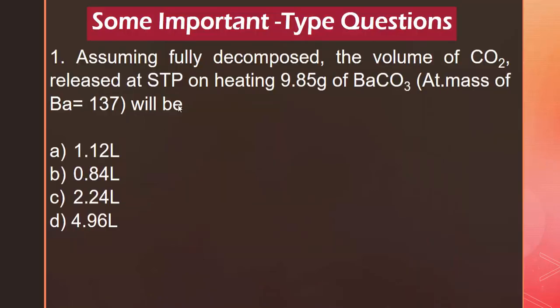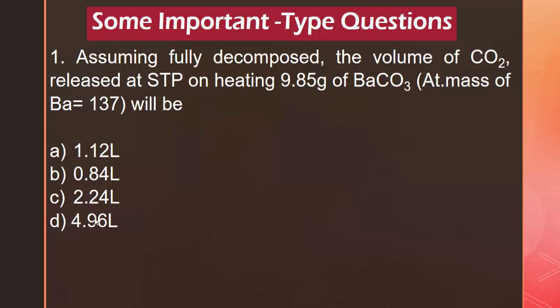Let's begin. First question. Assuming fully decomposed, the volume of carbon dioxide released at STP on heating 9.85 gram of barium carbonate will be? The atomic mass of barium is given to us and its atomic mass is 137. So what is it that we are supposed to find out? We need to assume that barium carbonate has undergone full decomposition and the volume of carbon dioxide released at STP on heating 9.85 grams of barium carbonate will be how much?